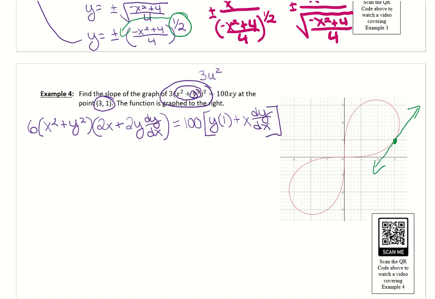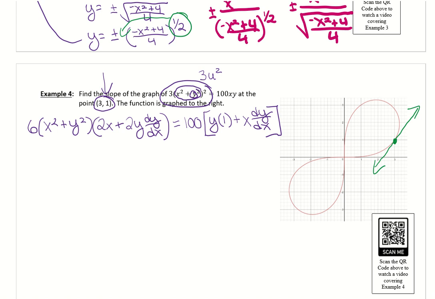And now we could clean up, but honestly, it would make our lives easier to just go ahead and substitute in 3,1. So let's substitute. Everywhere we see an x, we're going to put a 3, and everywhere we see a y, we'll put a 1. And our job is to figure out the derivative. So our goal is to solve for dy dx.